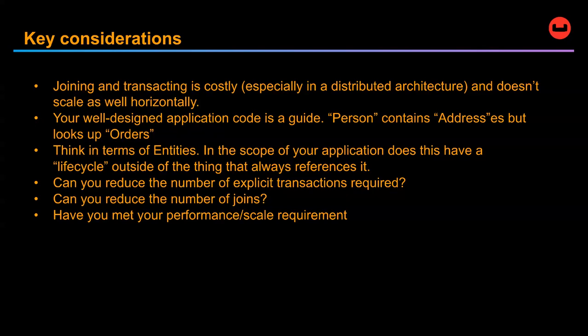Can you reduce the number of explicit transactions required? So when we're trying to optimize this, should we put something together just because it reduces the number of joins and transactions? Sometimes the answer is, hey, we're going to put this together into one document because it'll reduce the number of joins and transactions. And have you met your performance and scale requirements?